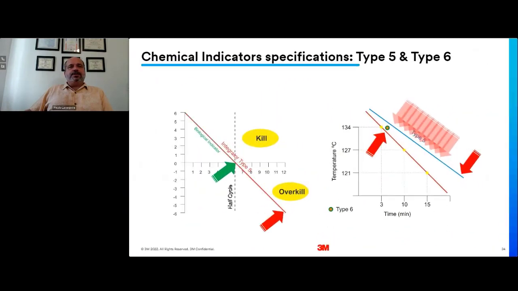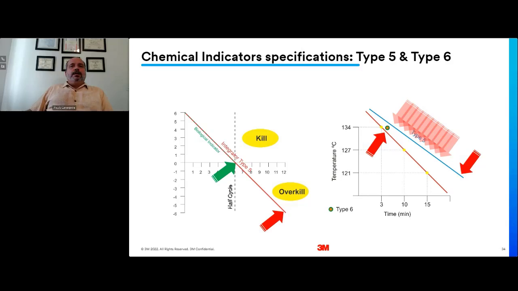There are some other indicators, type 6, which are only supposed to turn at a specific time and temperature, but their performance is impacted a lot in our sterilizer. They work marvelously in the testing equipment, and I'm going to show you in a little bit, but when we use them in our normal day-to-day sterilizer, they do not have the same performance. But type 5, which is an integrator, can be used at any temperature because it's going to be integrated during the cycle.